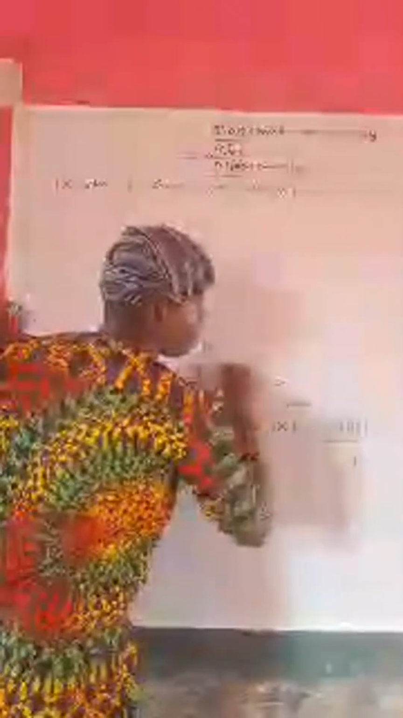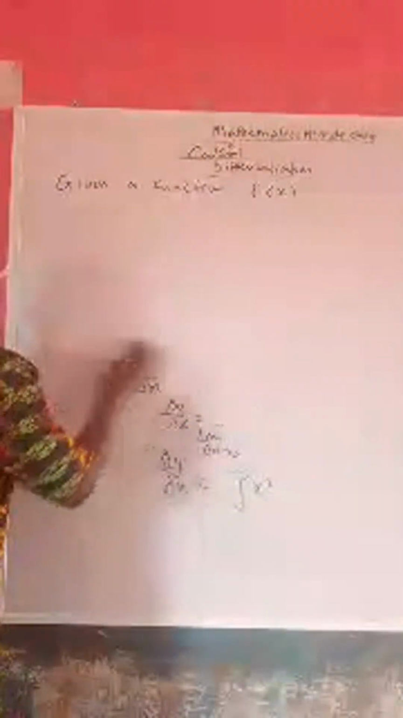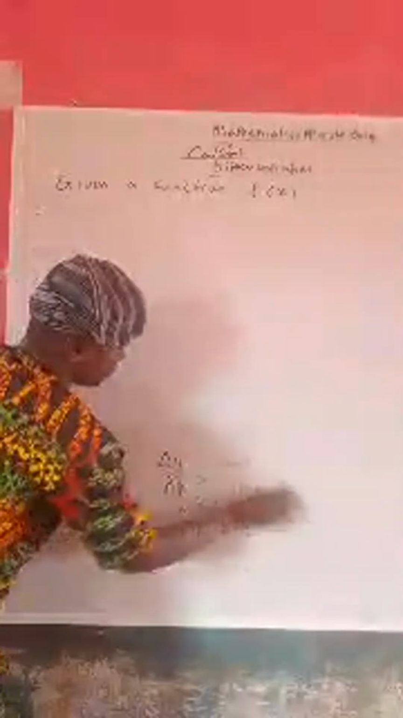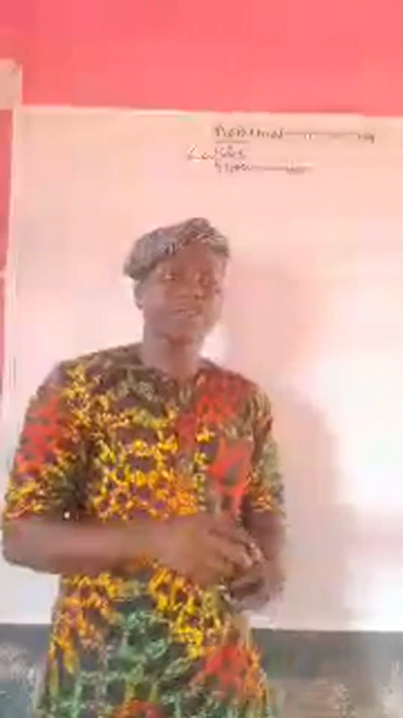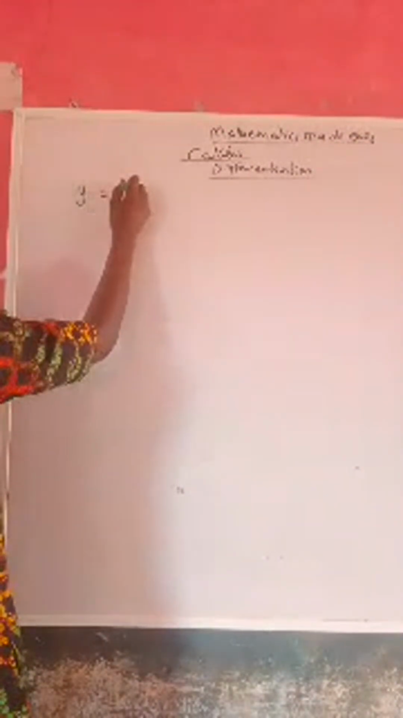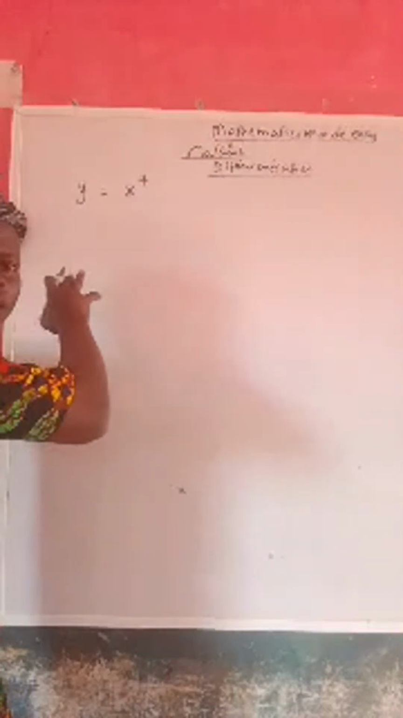Alright. Let's do another example. We see on the first principle, okay? Let's do another example. Now, let's do that of x raised to the power of 4. X to the fourth power. Let's do that. So when you have y equals x to the fourth power, how do we differentiate this?